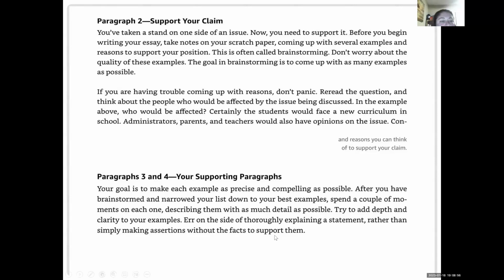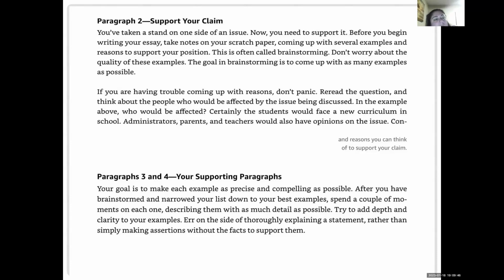Paragraphs 3 and 4 are your supporting paragraphs. And your goal is to make each example as precise and compelling as possible. So if you're going to talk about childhood obesity as a reason to offer 3 years of PE, you can't just say, well, childhood obesity is a reason. You have to explain, like, get graphic, get descriptive. Like, we've all seen that child that's overweight, they've got a soda in one hand and a Twinkie in another, and their mom doesn't realize that they're killing them with kindness with food, right? That's an example of childhood obesity. So then you say 3 years of PE would be amazing for American children because they tend to be eating too much and they tend to be inactive.